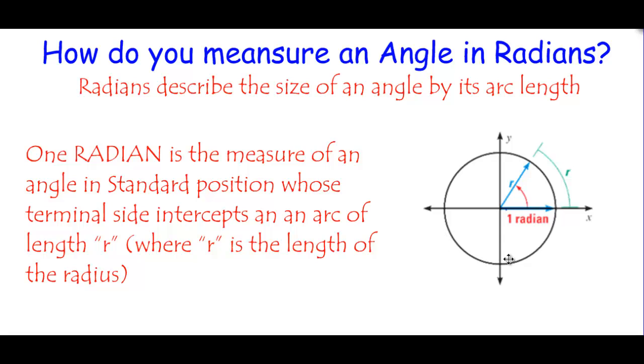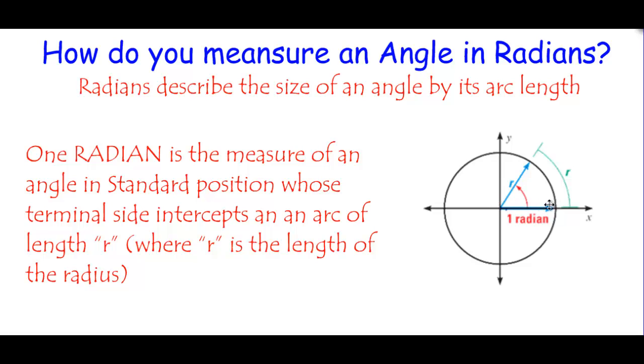And if you remember from geometry, the circumference of a circle is 2 pi r. 2 pi times the radius, or 2 pi, in our case, radians, is what it is. So we're going to be using the idea that a full circle is 2 pi radians a lot in this chapter. So again, 1 radian is the measure of an angle in standard position.